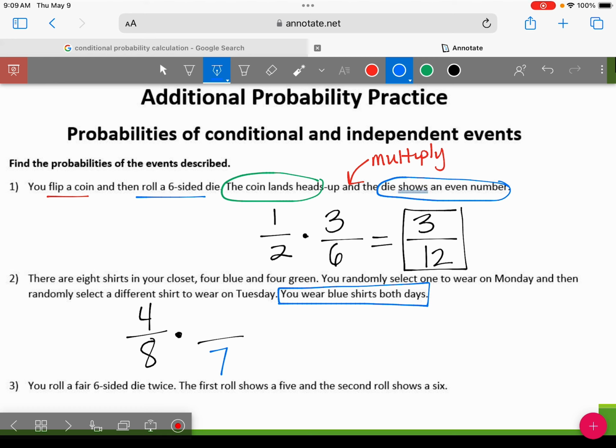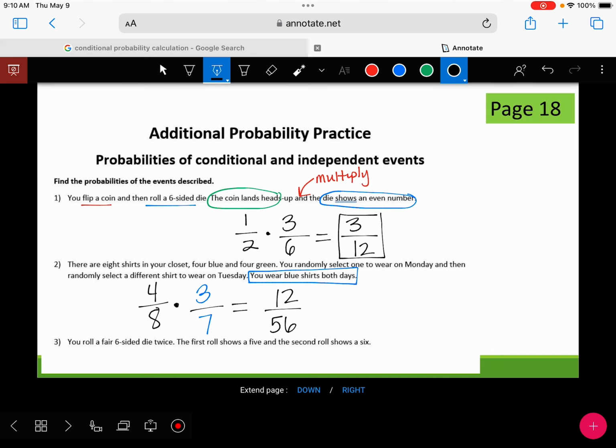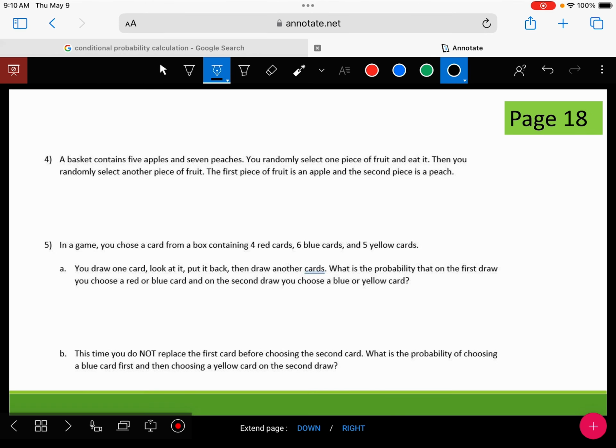And then we don't have 4 blue shirts anymore, right? Because we wore 1. How many blue shirts do we have left? 3. So let's multiply that. So 4 times 3 is 12. 8 times 7 is 56. All right, I'm going to skip ahead a little bit. Let's go to question 4.